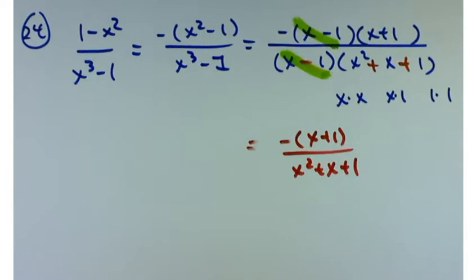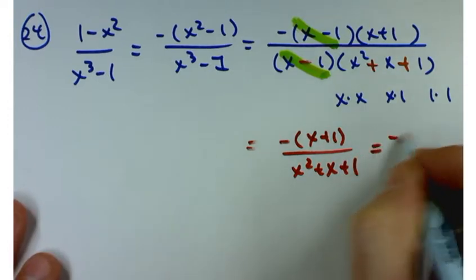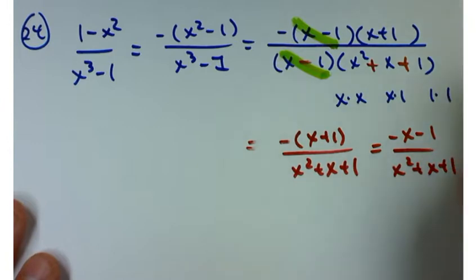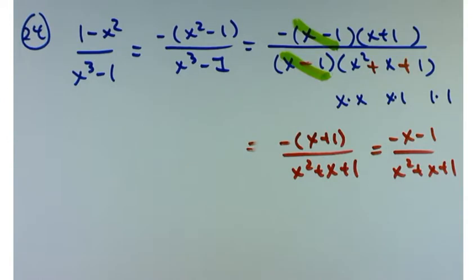So, cool. That's your final answer. You can distribute the negative if you want. I don't care. All I want to make sure is that you do that cancellation of the x minus 1. That's my big concern on this one. Looking good on that one? Yes? Yeah? All right. Thank you.